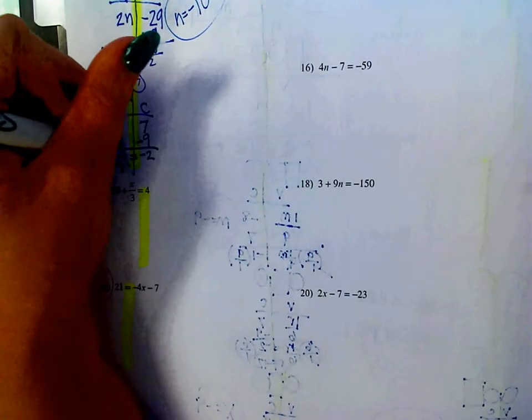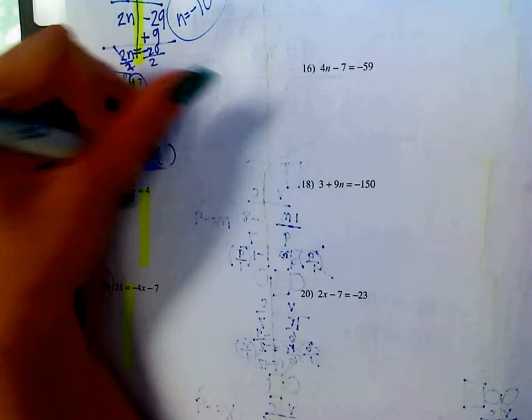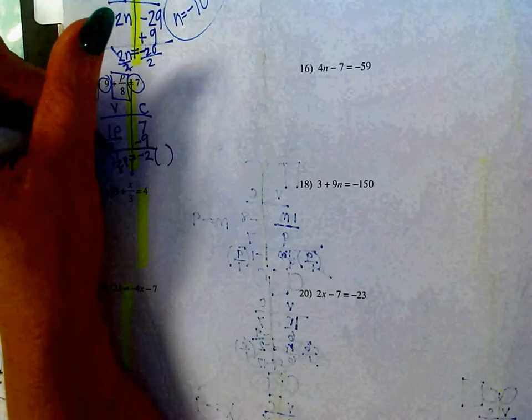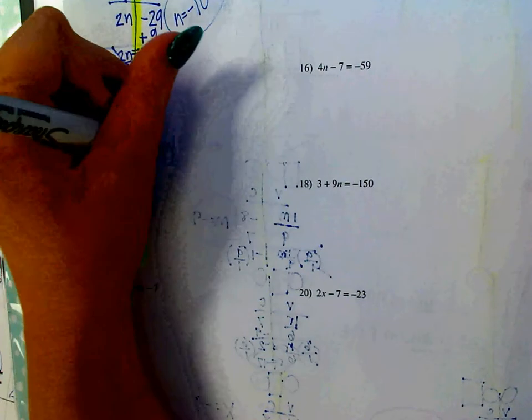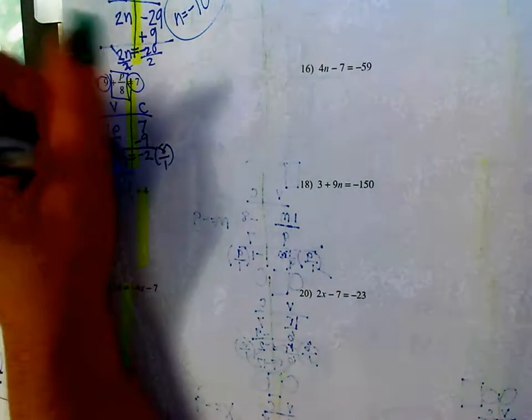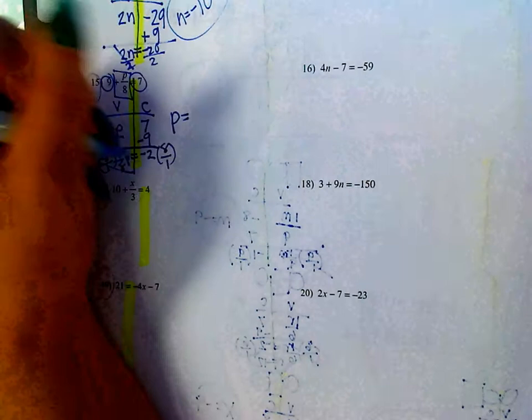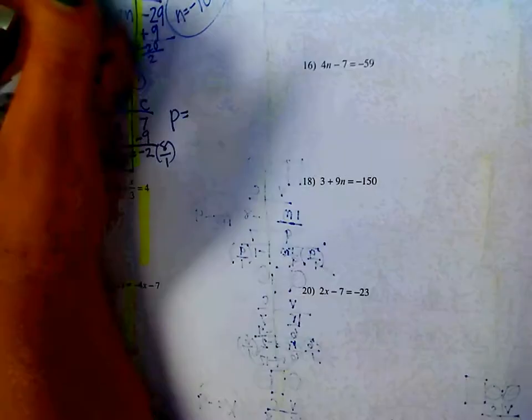Draw your parentheses because we have a fraction, so we have to flip it. So 8 over 1. That cancels, and p equals negative 2 times 8 over 1, which is negative 16.